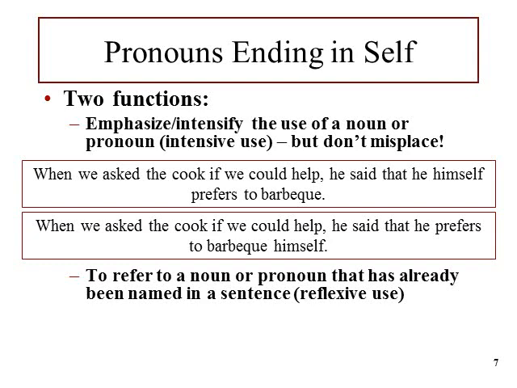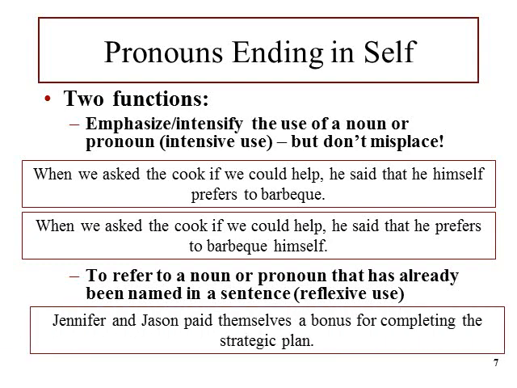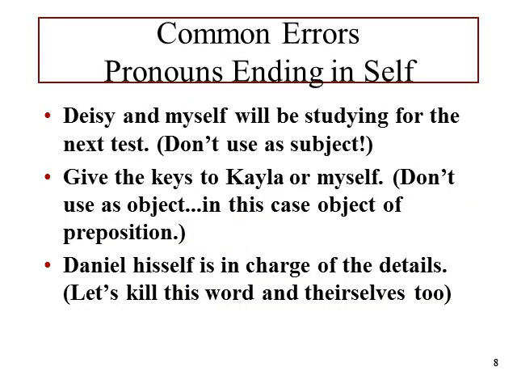Or they can refer back to a noun or pronoun that's already been named. That's called reflexive use, such as Jennifer and Jason paid themselves. Themselves is referring back to Jennifer and Jason, a bonus for completing the strategic plan. But we wouldn't say Jennifer and myself paid myself a bonus. It wouldn't be that way because you don't want to use them as the subject of a sentence. So here's again where we're incorrect. Daisy and myself will be studying. No, Daisy and I. Give the keys to Kayla or myself? No, give the keys to Kayla or to me.